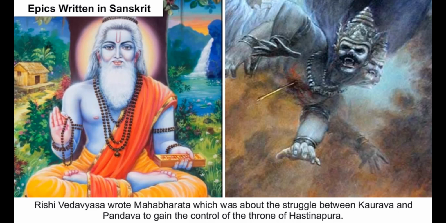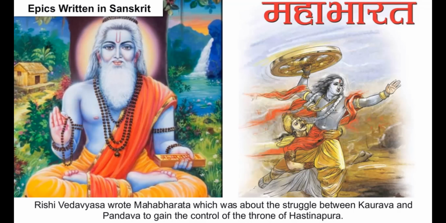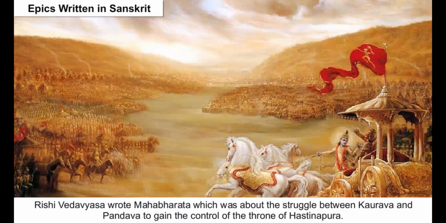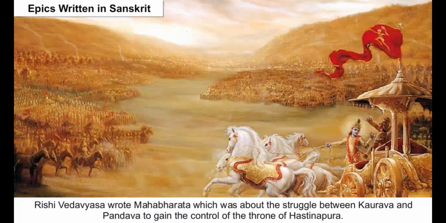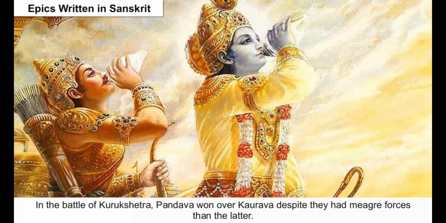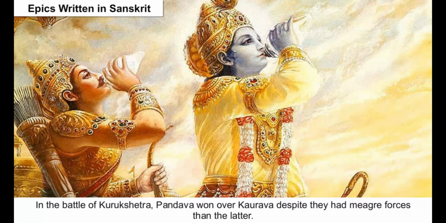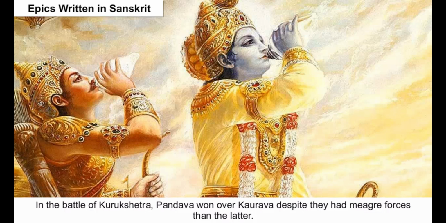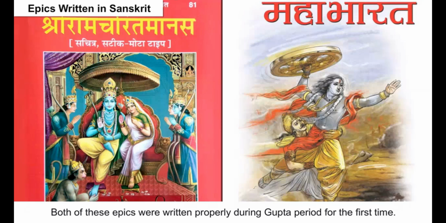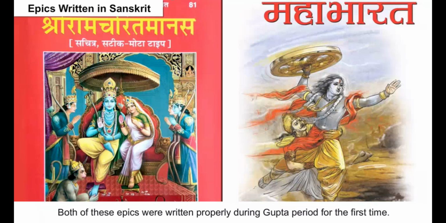Rishi Vedvyasa wrote Mahabharata, which was about the struggle between Kaurava and Pandava to gain control of the throne of Hastinapur. In the battle of Kurukshetra, Pandava won over Kaurava despite having a meager force compared to the latter. Both of these epics were written properly during the Gupta period for the first time.